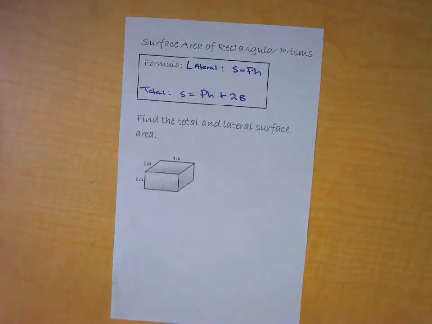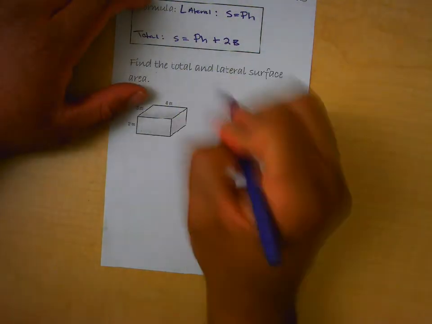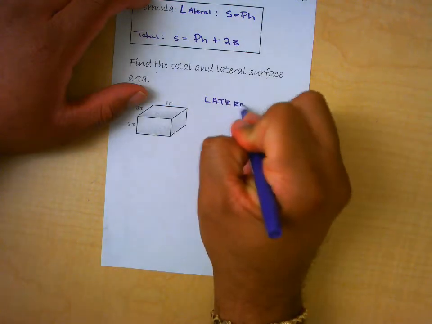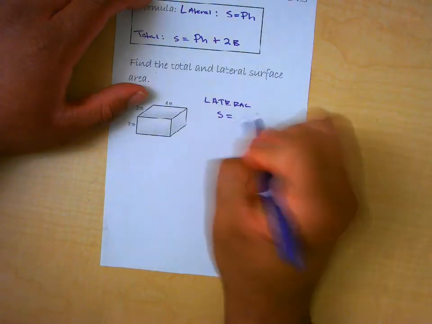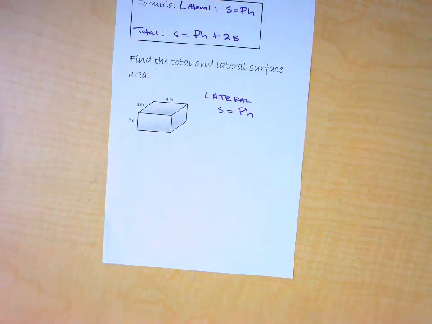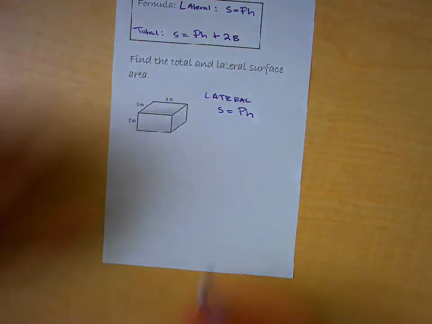All right, so now let's look at actually solving it. So the base is whatever is sitting on the bottom down there, but the top is also a base. So when I'm looking at perimeter of the base, here's how I want you guys to do it. I want you guys to write the formula. So for lateral is S equals perimeter of the base times height. We're going to break down that formula. We're going to break down the perimeter.